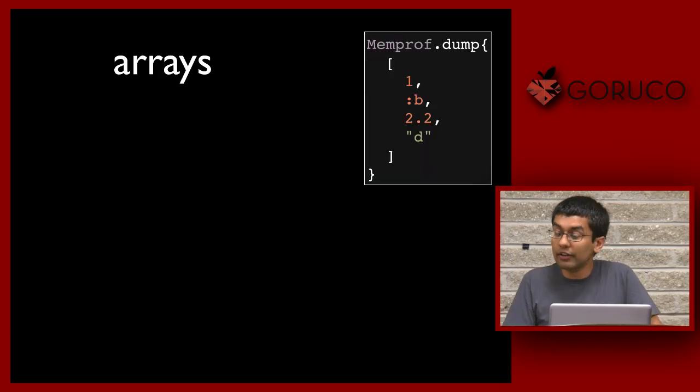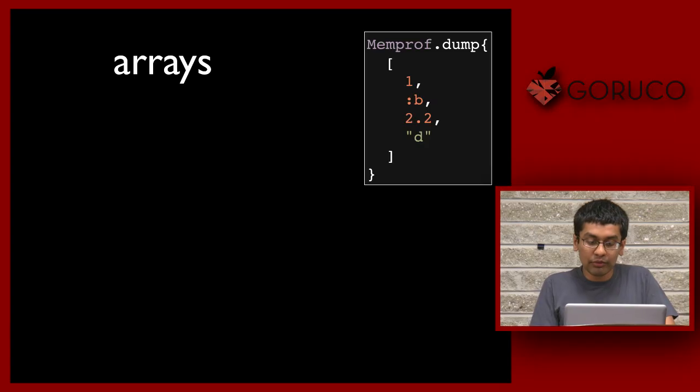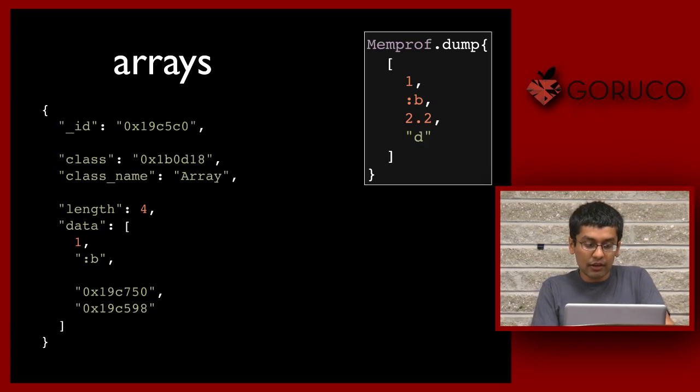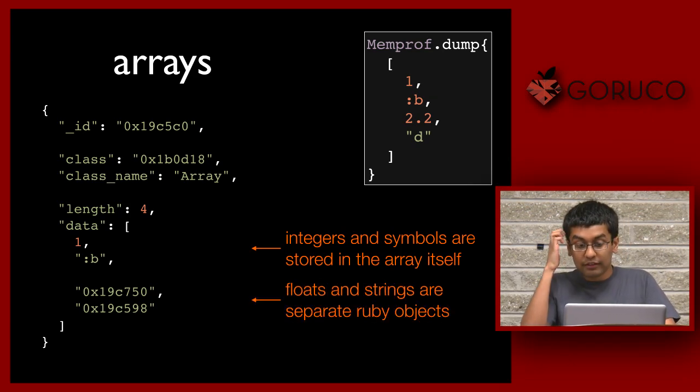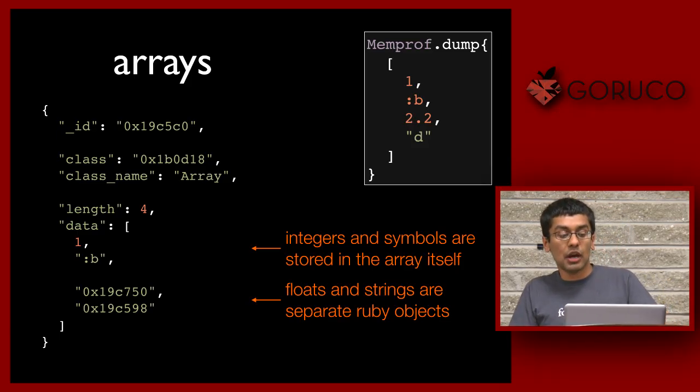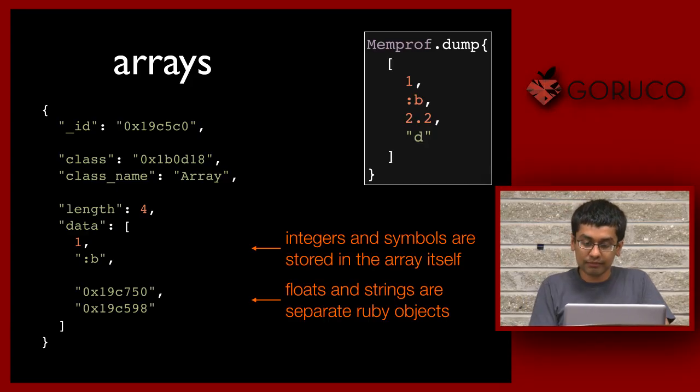So similarly, arrays. I'm going to dump out this simple array that has 4 elements. You'll notice here that the first 2 elements, 1 and the symbol b, are stored directly in the array. And that's because these are something that's known as immediates. Whereas the second 2 objects, the float and the string, are not actually stored in the array, the memory addresses of those objects are stored in the array.